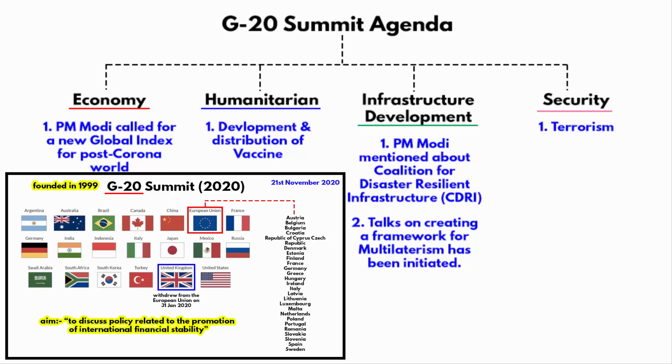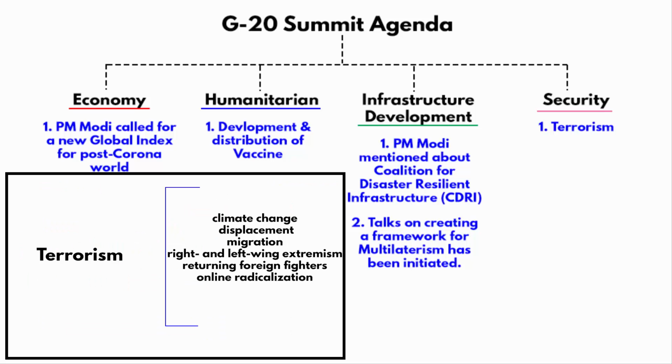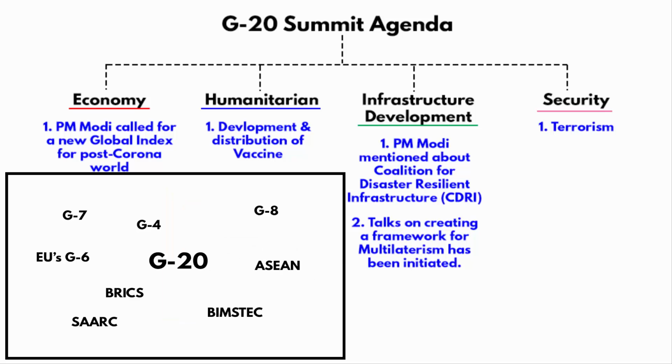So talking about terrorism in the G20 summit is again an initiative. From 2008 till 2019, G20 summits have dedicated a total of 6,500 words to terrorism in their publicly released statements. However, the member nations do realize and recognize the interconnection between terrorism and other issues such as climate change, displacement, migration, right and left-wing extremism, returning foreign fighters, and online radicalization. And then the individual country responds to this information in its own capacity. Again, smaller groupings of countries are better at handling situations like this as compared to a bigger grouping like the G20.